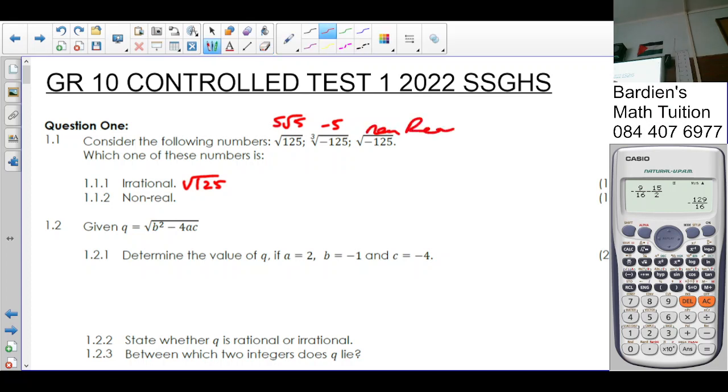When is something undefined? When the denominator is equal to 0. So it's non-real for the square root of negative 125.